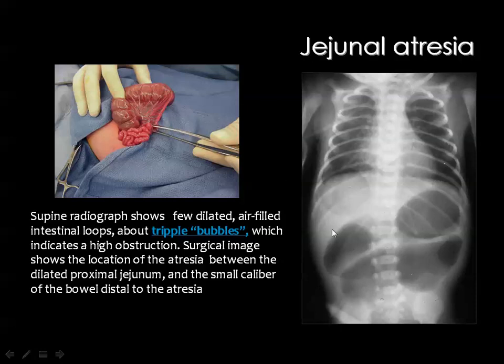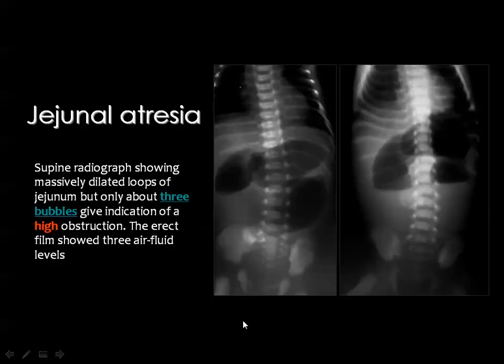Then if the atresia is more distal than the duodenum, meaning in the jejunum, you may get more than two bubbles filled with air in the abdomen. One of the criteria is the three bubble sign. The three bubble or triple bubble sign indicates high jejunal atresia, and this means that the stomach, duodenum, and the proximal part of the jejunum are dilated, containing air.